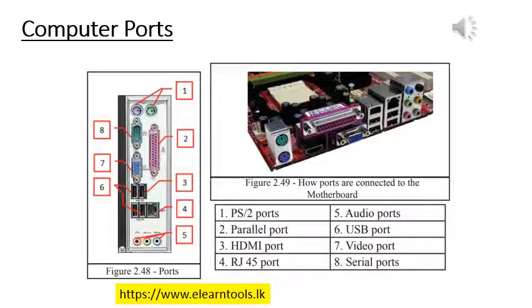Right. Number one is PS2 port. Number two is parallel port. Number three is HDMI port. Number four is RJ45 port. Number five is audio ports. Number six is USB ports. Number seven is video port. And number eight is serial port.